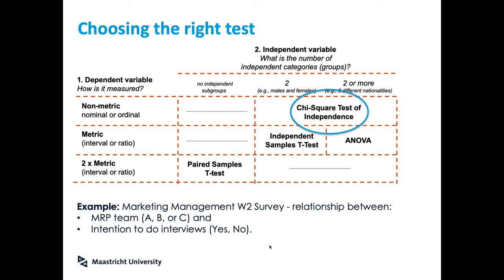For instance, if we take the example from the Marketing Management Week 2 survey data that I introduced in the previous web lecture, we could test with a chi-square test of independence whether there's a relationship between the MRP team a student is in, measured on a nominal A, B, or C measure, and the intention to do interviews for the MRP, also measured on a simple yes or no nominal scale.